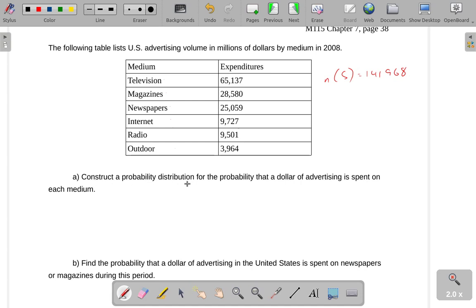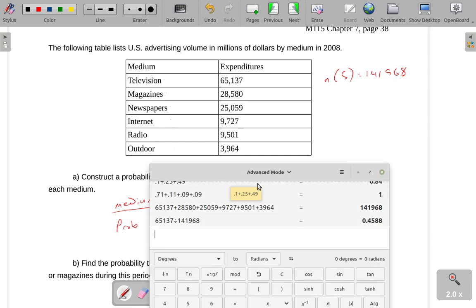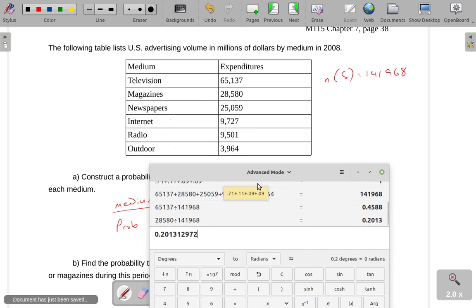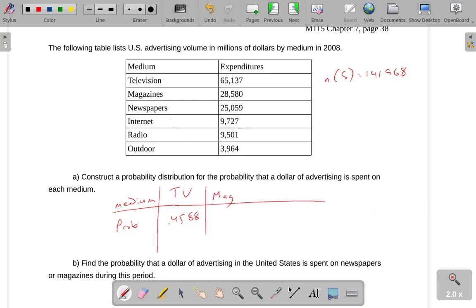So part A asks us to construct a probability distribution for the probability that $1 of advertising is spent on each medium. So I would just say, here's the medium, and here is the probability. First TV, that's the one I just figured out. That one was 0.4588. Then we have magazines. 28580 divided by 141,968 gives us 0.2013. I'm just going to keep this to 4 decimal places.